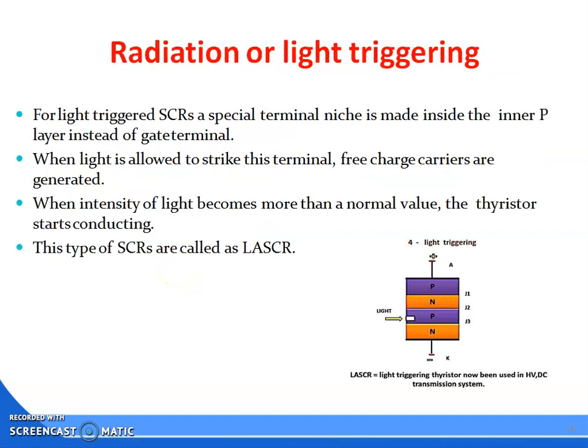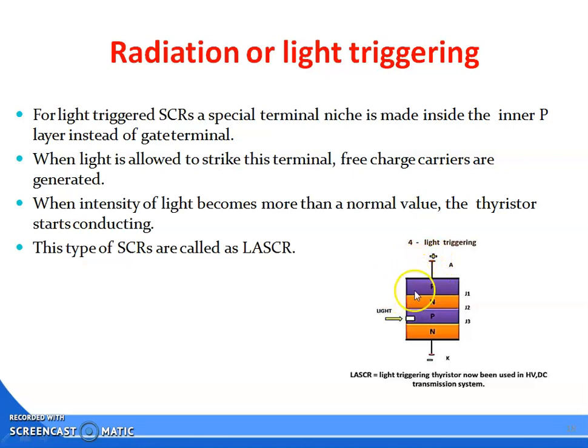The third method of triggering or turning on is radiation or light triggering. For light triggering methods, the SCRs have a special terminal made inside the inner P layer instead of the gate terminal. When light is allowed to strike this terminal, free charge carriers are generated. When the intensity of light becomes more than the normal value, the thyristor starts conducting. These types of SCRs are particularly called LASCR, or light activated SCR.